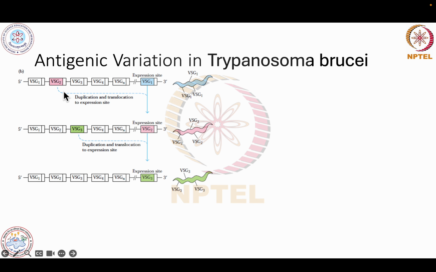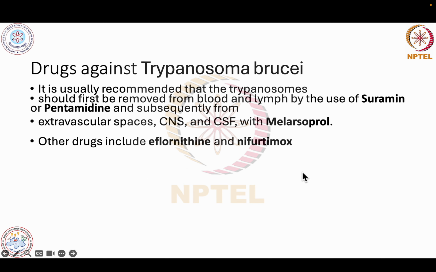So, duplication of VSG2 and translocation to the expression site, it can happen. Duplication and translocation to the expression site of VSG3. So, these are the antigenic variation.